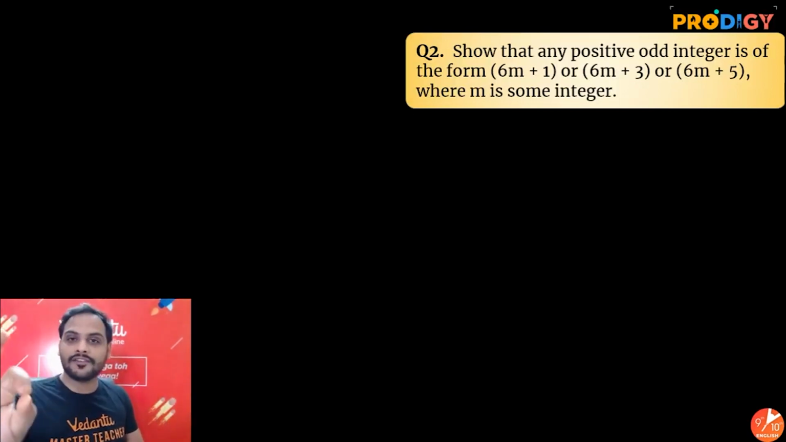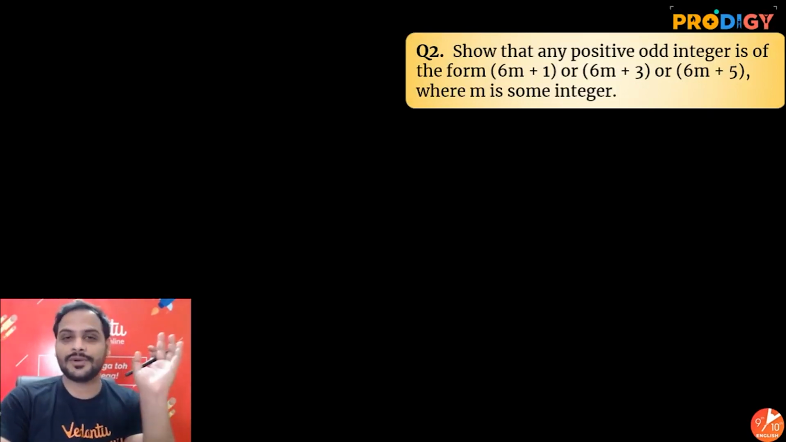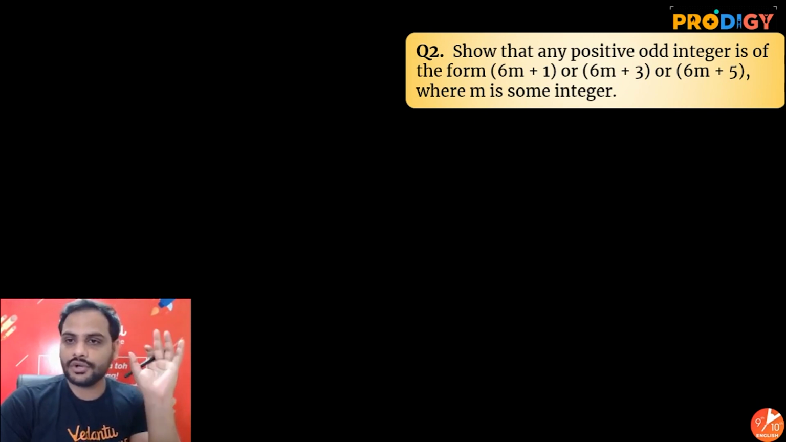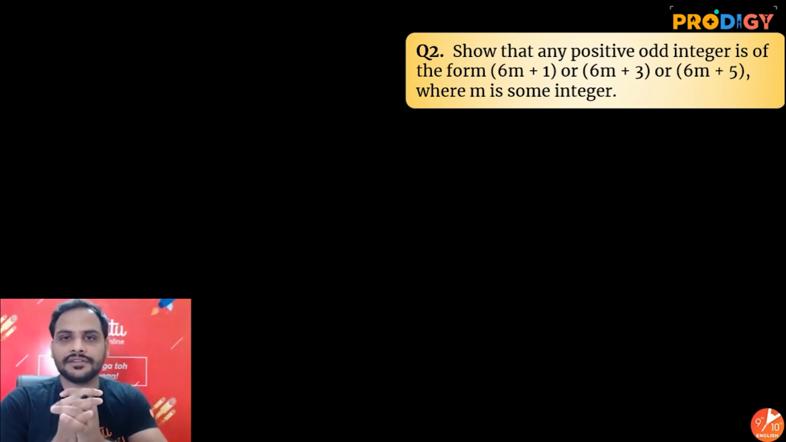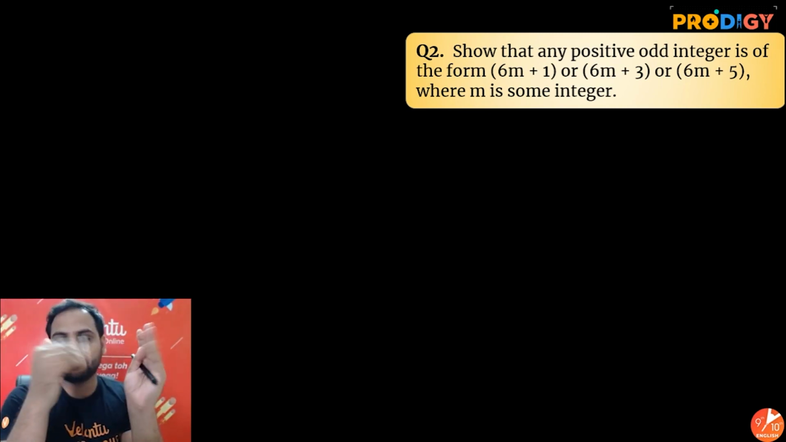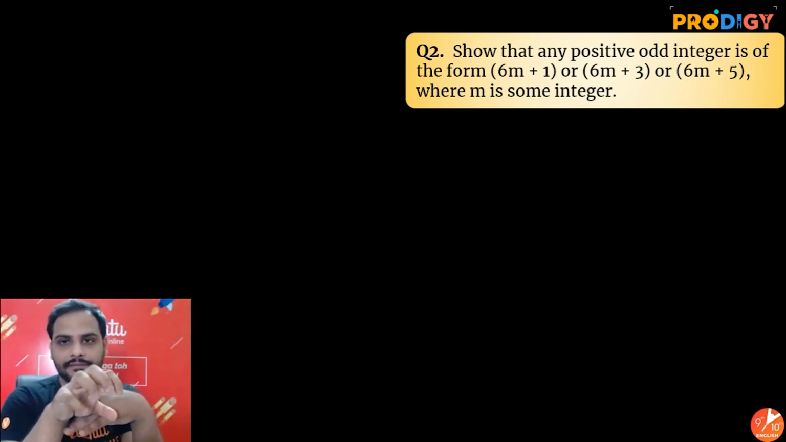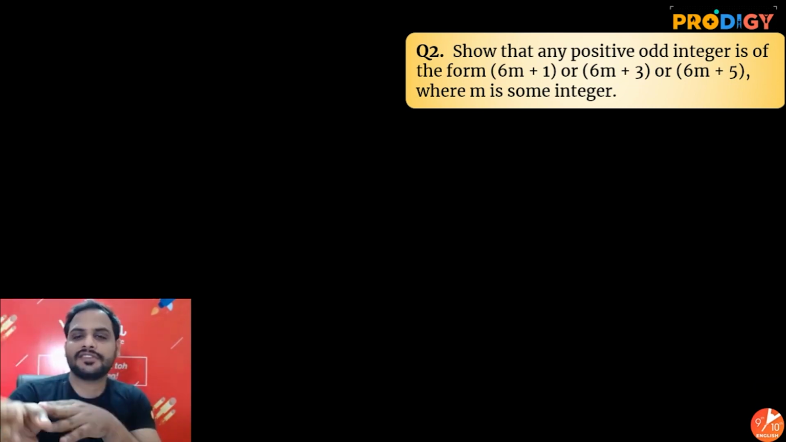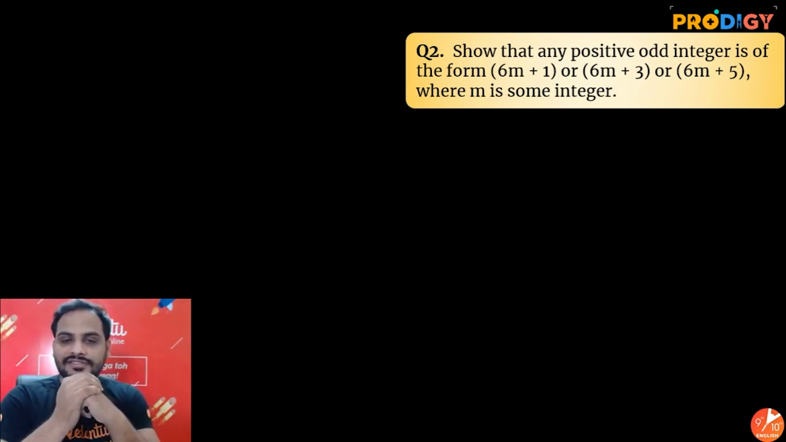But I am more interested in this question. See what this question is saying: show that any positive odd integer is of the form 6m plus 1 or 6m plus 3 or 6m plus 5, where m is some integer. Now I have to show that if I pick any odd integer, it will be either in the form of 6m plus 1, or 6m plus 3, or 6m plus 5.